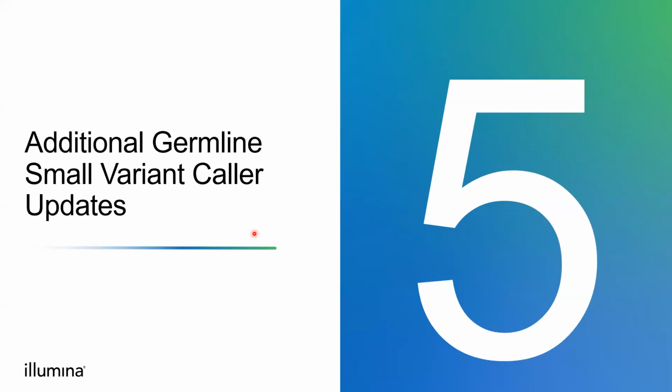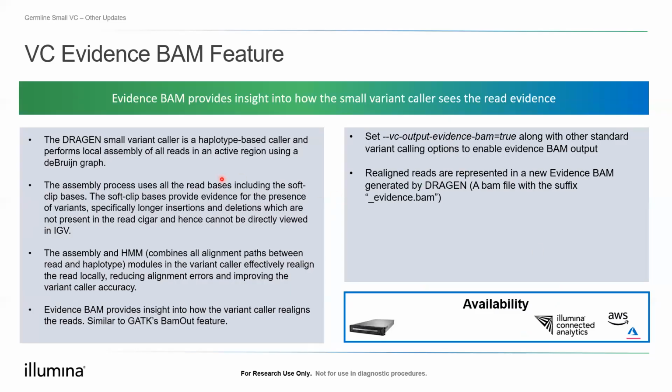I want to also quickly mention some additional germline small variant caller updates that we have made in this release. The first one that I want to talk about is a VC evidence BAM feature. And essentially what this feature lets you do, and again, this is something that many of our customers have requested, especially when DRAGEN is employed in a clinical setting, it lets you get some insight into the reason, when you're trying to investigate a variant call. So this evidence BAM will provide you insight into how the small variant caller sees that read evidence.